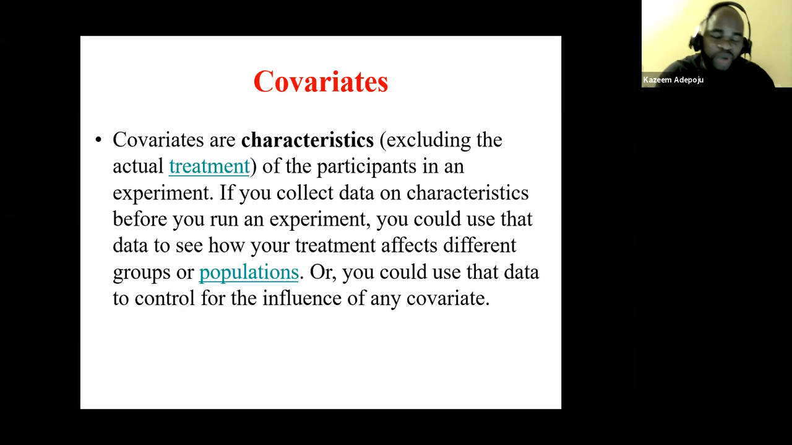And that was the reason why I said, before you run an experiment, you could use the data you collect on the characteristics to see how treatments affect different groups or populations. Or you could use the data to control the influence of any covariate. If the covariate has influence on the response and you don't control that, then you're going to have a model that is misleading.